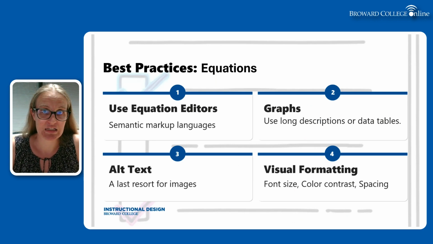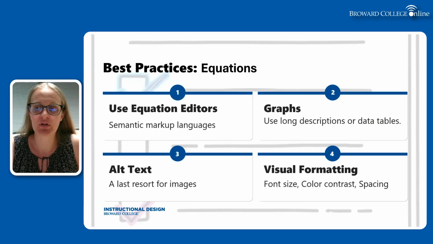I mentioned alt text on the previous slide. Alt text should really be a last resort. It's often not able to convey everything that needs to be conveyed in an equation or in a graph, but when it is necessary, it should be written out in plain English. So for example, f of x equals the square root of x squared plus y squared, just as I've said it. You write that out in English.